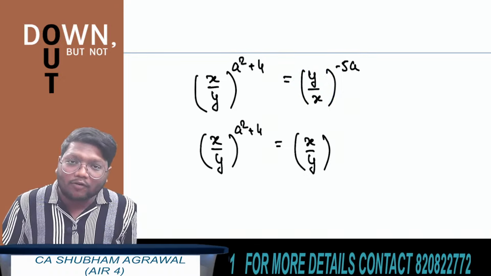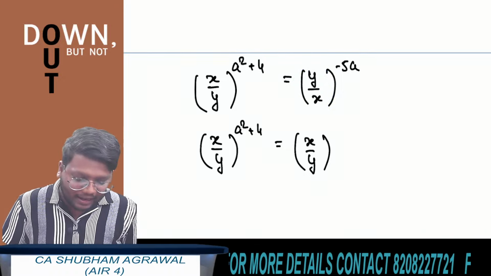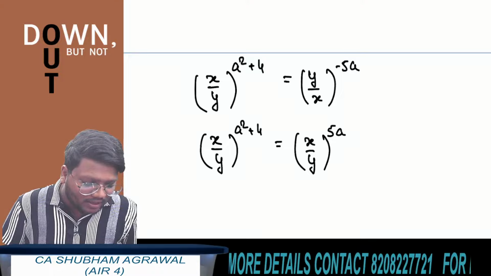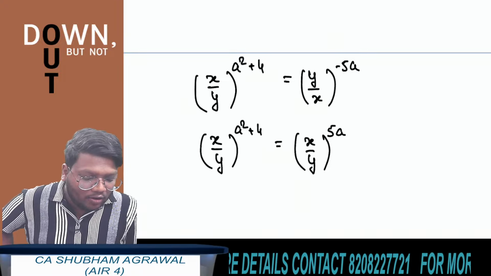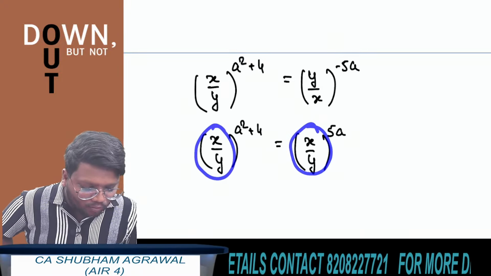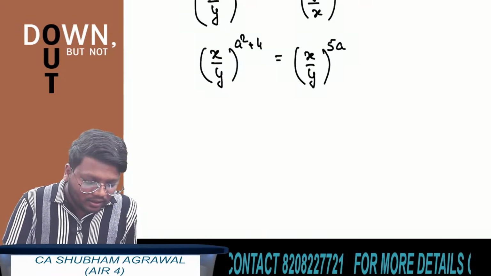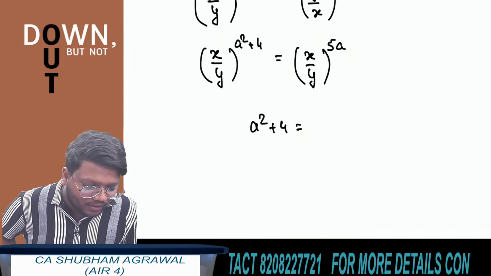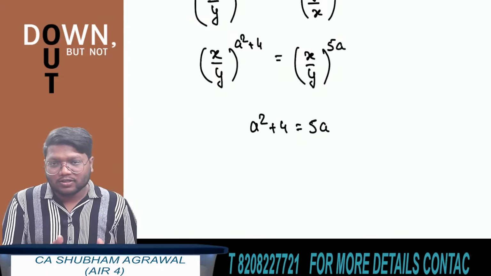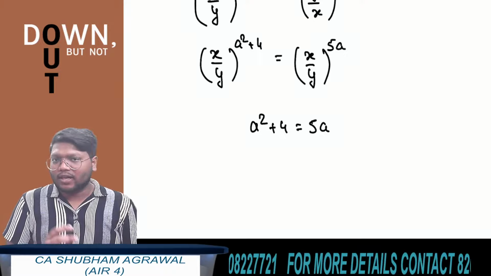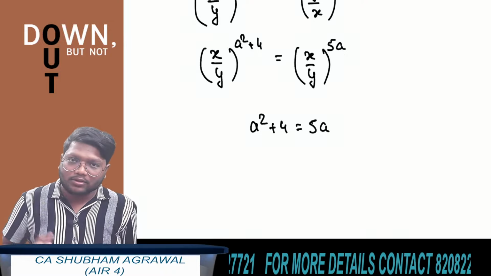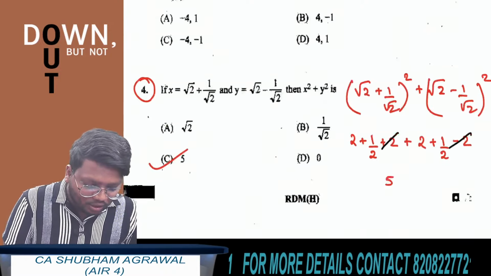And what is the reciprocal of y upon x? The reciprocal of y upon x is x upon y. And now you can write the power as 5a. Now you can see that the base is the same on both sides of the equation, so we can equate these powers. a square plus 4 is equal to 5a. If you want, you can solve this quadratic equation. This will give you two values of a, or another thing is, you can use the options. I am using the options here.